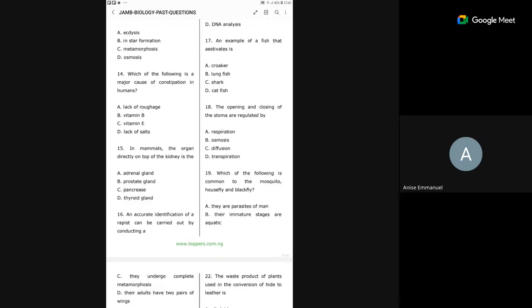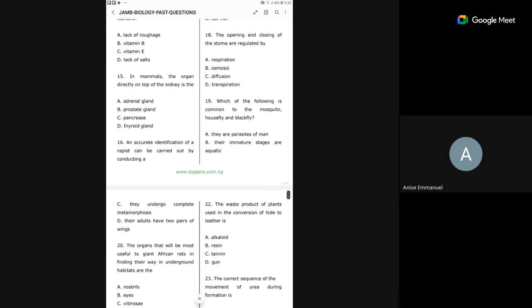So the opening and closing of the stomata and lenticel cells is regulated by which of them? Is it respiration, osmosis, diffusion, or transpiration? The answer is diffusion. Diffusion regulates the opening and closing of the stomata. We'll go to number 19.